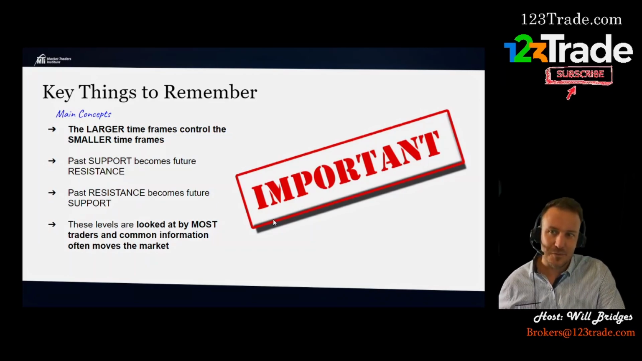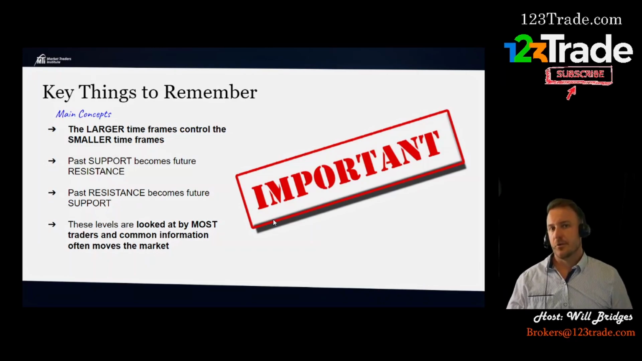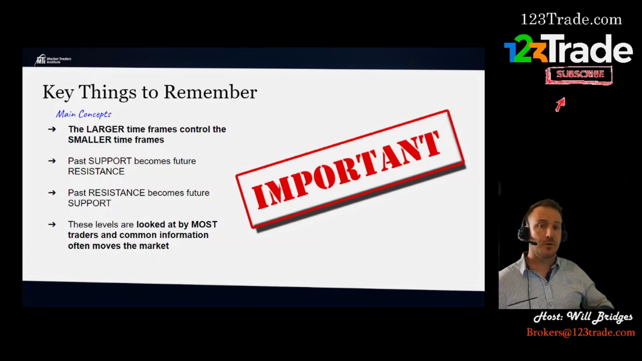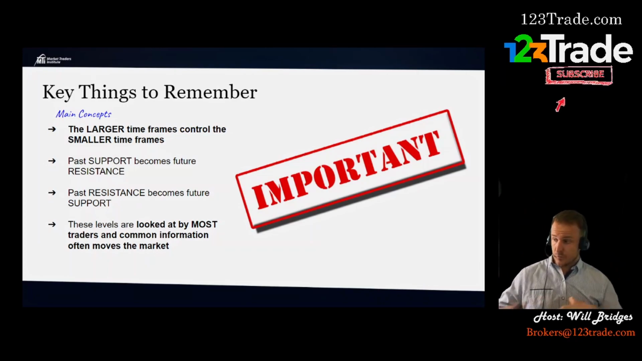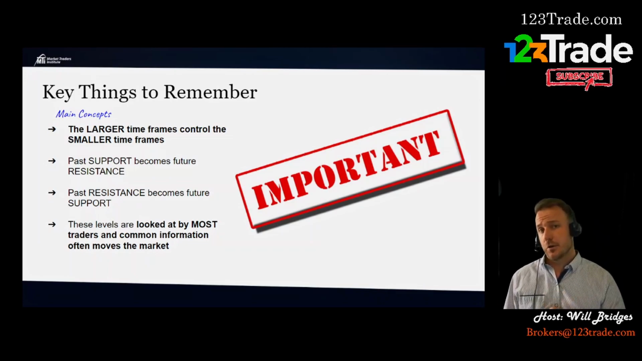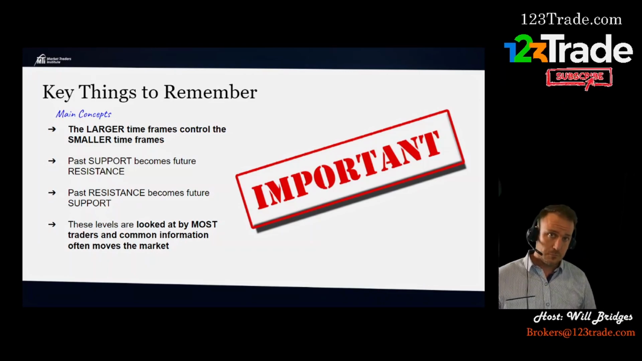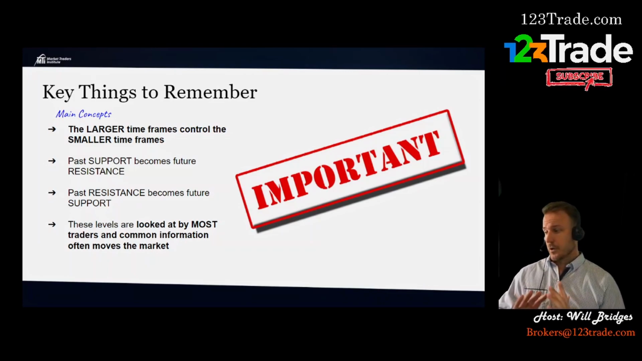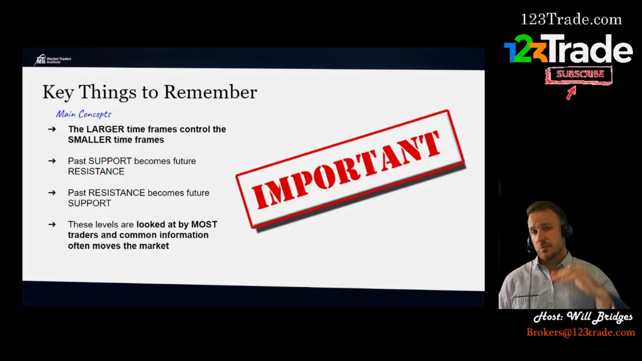But key things to remember, okay, the larger time frames are going to control the smaller time frames. So the monthly chart that shows 25 years of data, the highs and lows are going to be more impactful on that chart than they are on the 1 minute chart by a long shot. So if you're looking for more impactful levels, higher time frames are better.